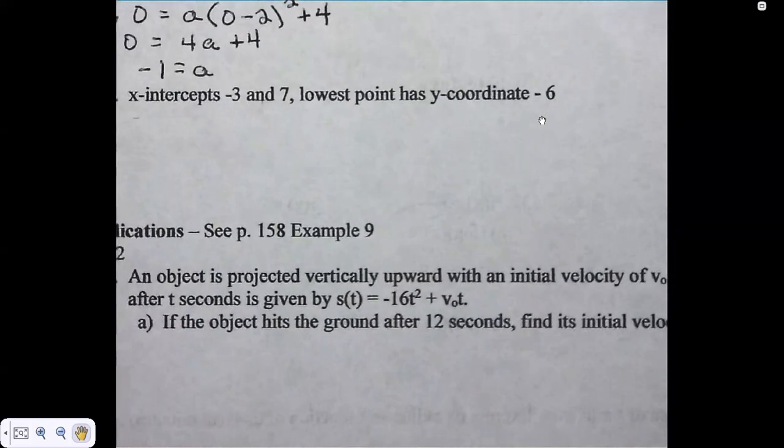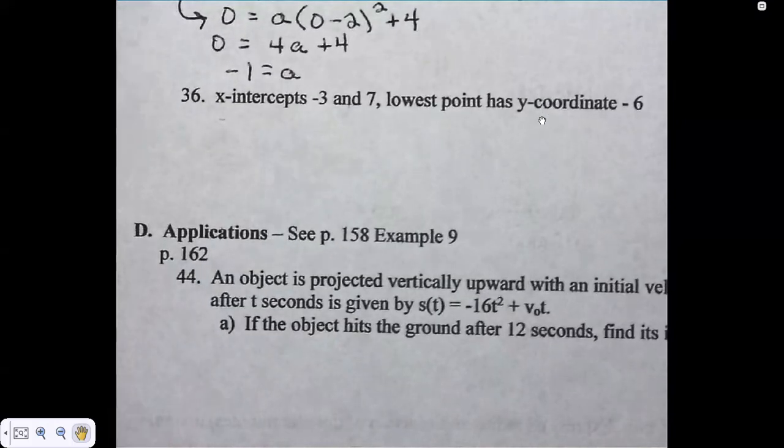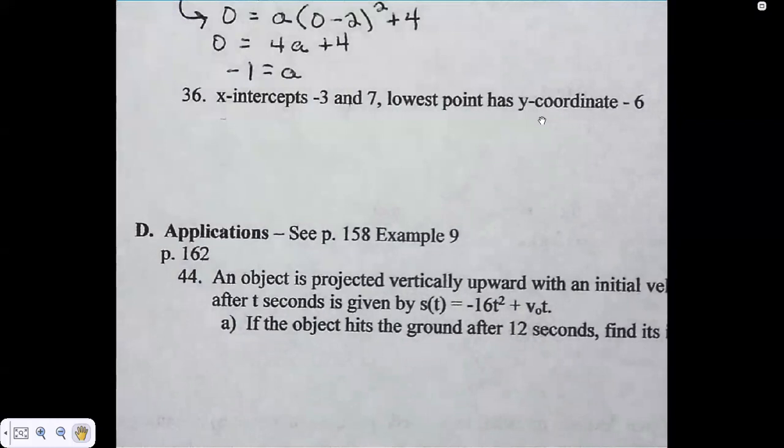All right. We're not going to finish number 36 because I want to get to these two word problems. But how would I... my information is just a little bit different. I have the x-intercepts, that's the same as the other one, but the lowest point has y-coordinate negative 6. What's that telling me?